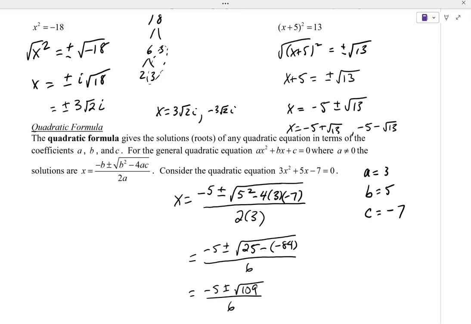Minus a minus makes a plus. 25 plus 84 gives you 109. And I believe 109 is prime, so I think you're done at that point. There's not much else you can do. Again, remember the plus or minus refers to the fact that you have two solutions, right?